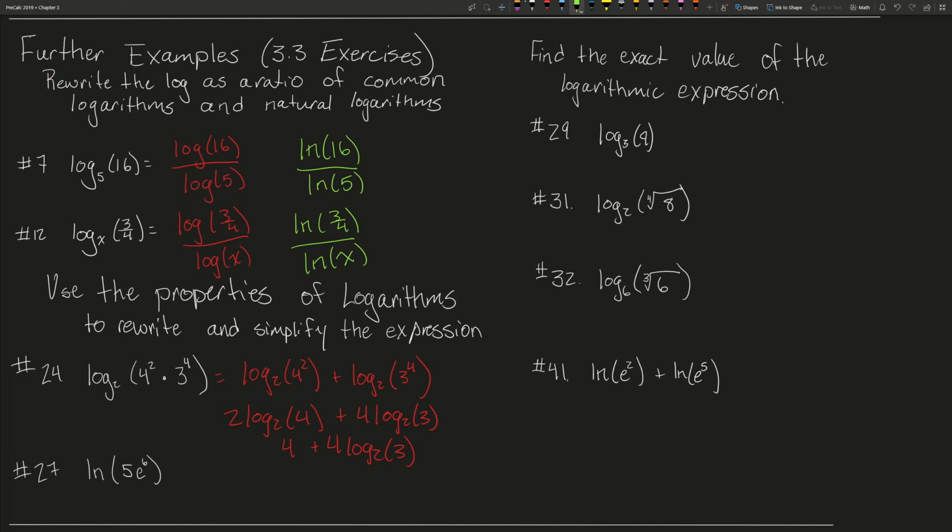Number 27 says to rewrite the natural log of 5e to the 6. Again, we can split this up into the natural log of 5 plus the natural log of e to the 6th. The natural log of 5 will stay as is, and we can rewrite the natural log of e to the 6 as 6 natural log of e. And again, using the properties from the last class, the natural log of e is just 1. So this is equal to the natural log of 5 plus 6.